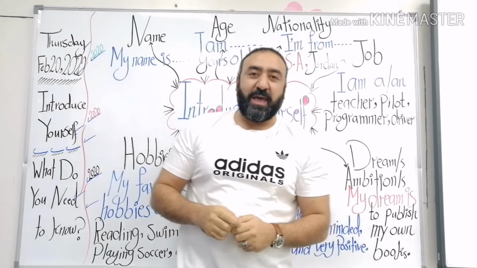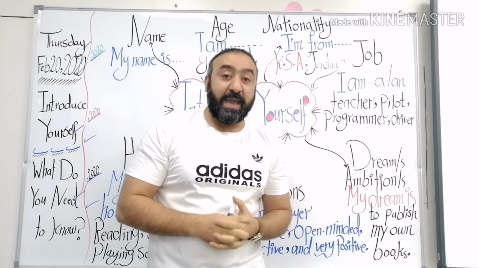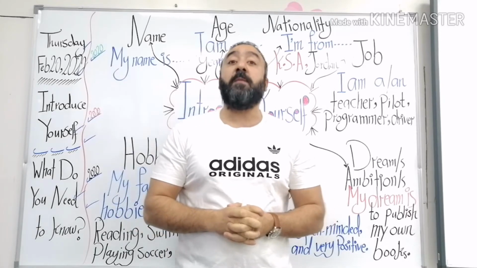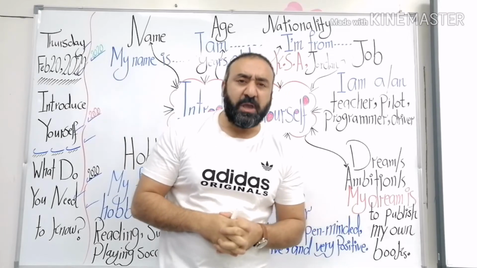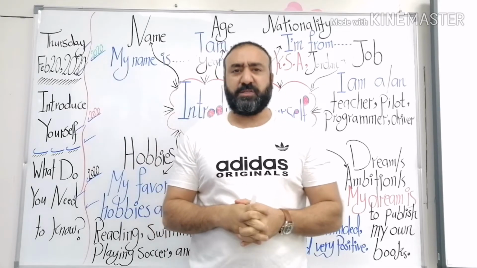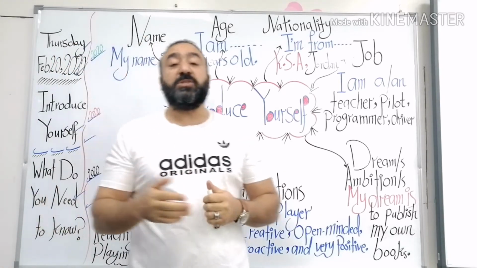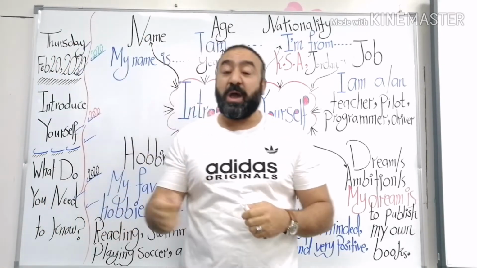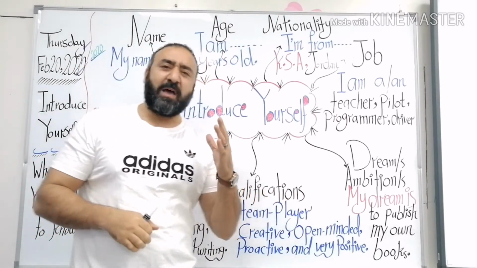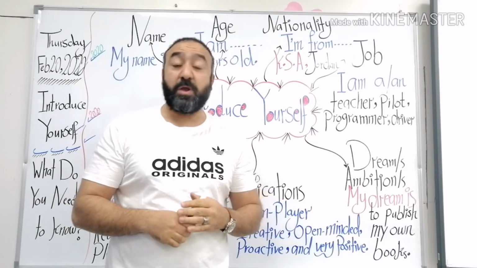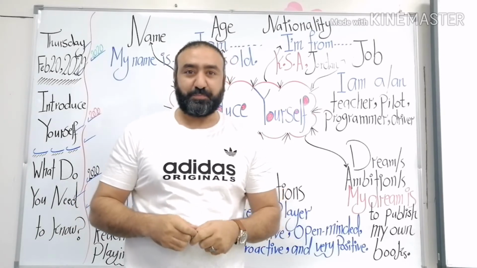Hello guys, today I'd like to introduce myself to you. My name is Osama Muqbil. I am 35 years old. I'm from Jordan. I am a teacher of English. Actually, I have been teaching English for almost 14 years. My favorite hobbies are playing soccer, watching TV, reading books, and writing short stories. My qualifications are, actually, I'm a very good team player, very cooperative, proactive, and definitely positive.